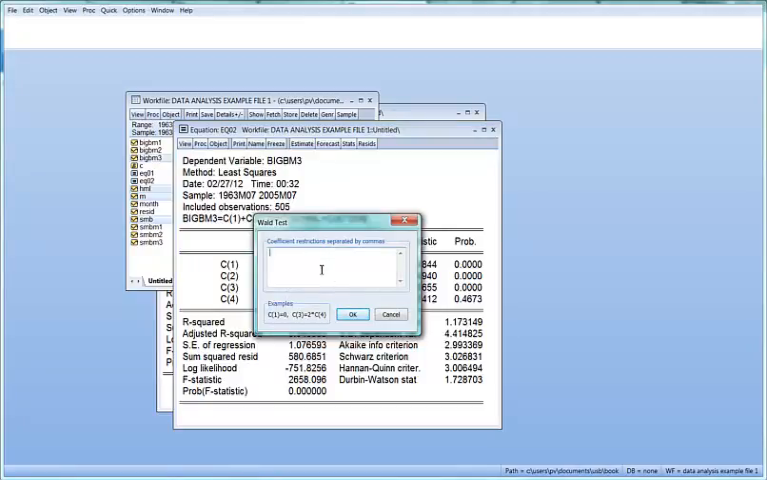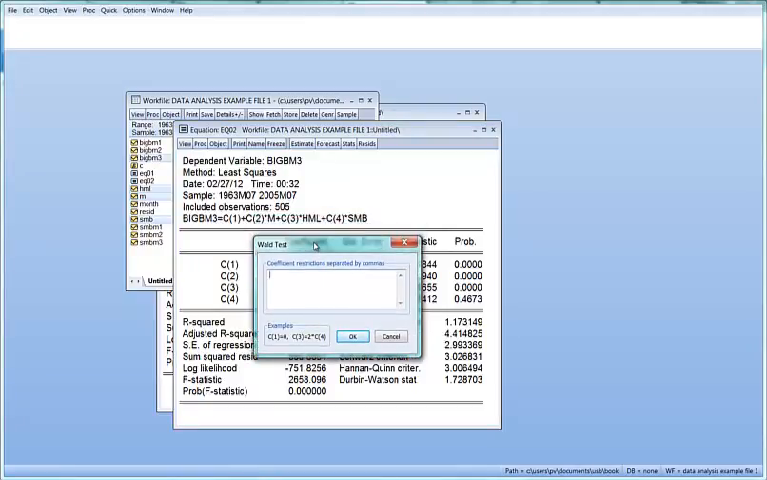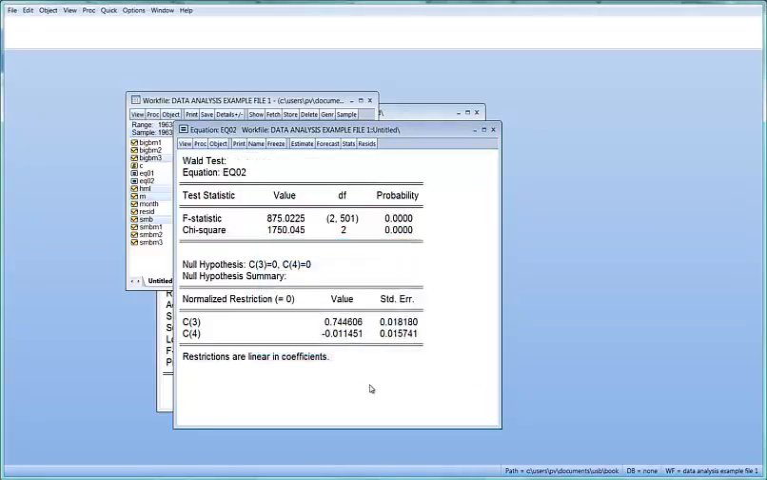And what we then need to do is enter the restrictions as we want to impose them. Again, testing for significance means that we set the coefficients equal to 0. So in this case, C3 is 0, comma, space, C4 equals 0. There are various ways of doing this, by the way. If you then press OK, you will get output which looks like this.